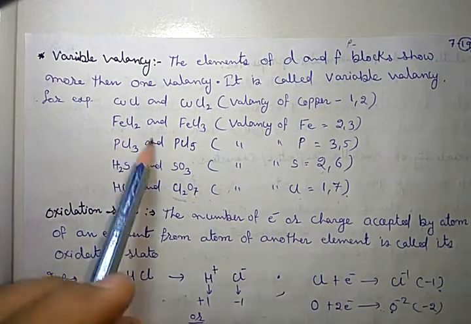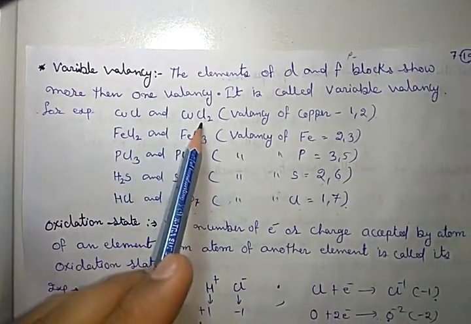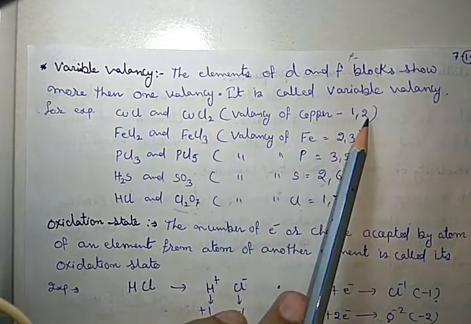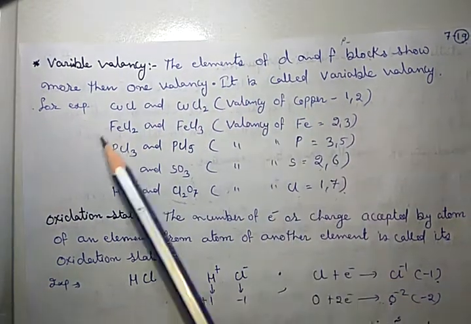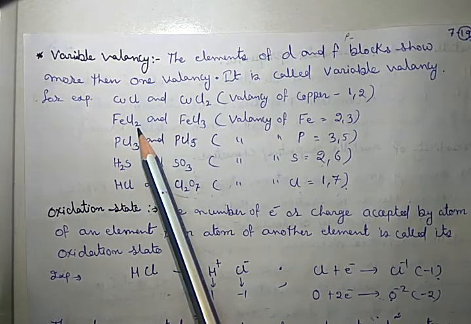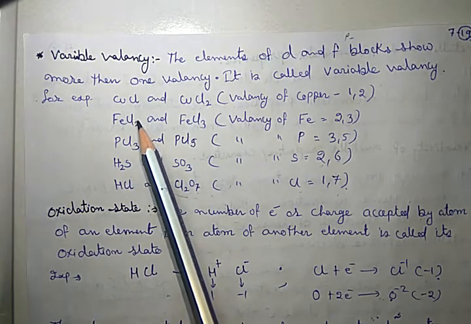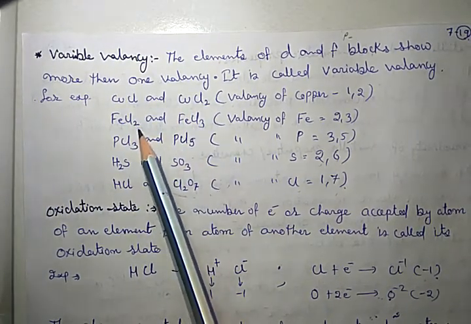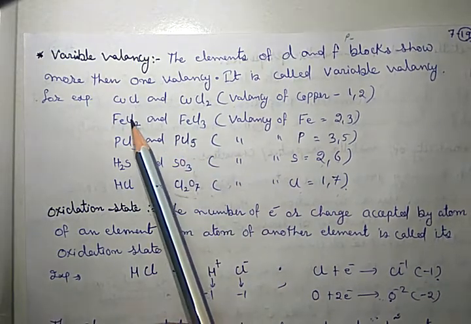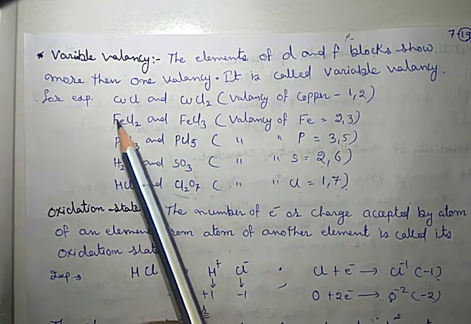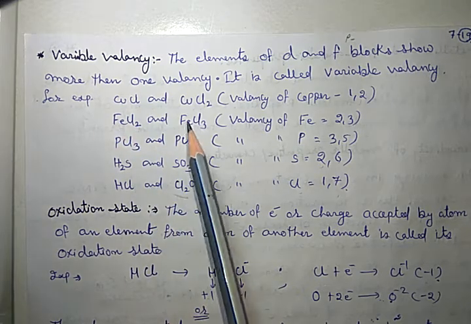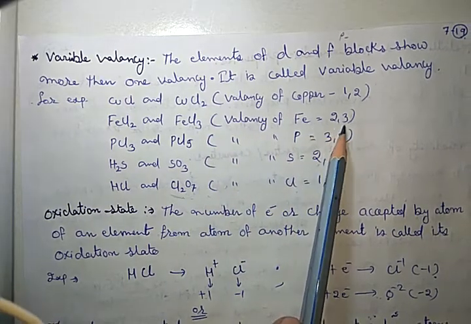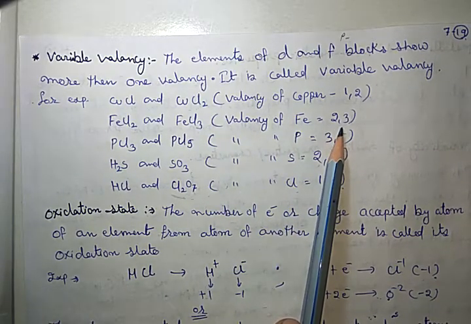Got it? For example, CuCl and CuCl2. Here the valency of copper is 1 and here the valency of copper is 2. A question may come to mind: how can we know this? Chlorine makes a single bond, so in FeCl2 two chlorine atoms are combining, which means the valency of iron is 2. In FeCl3 three chlorine atoms are attached, so valency is 3. Got it?